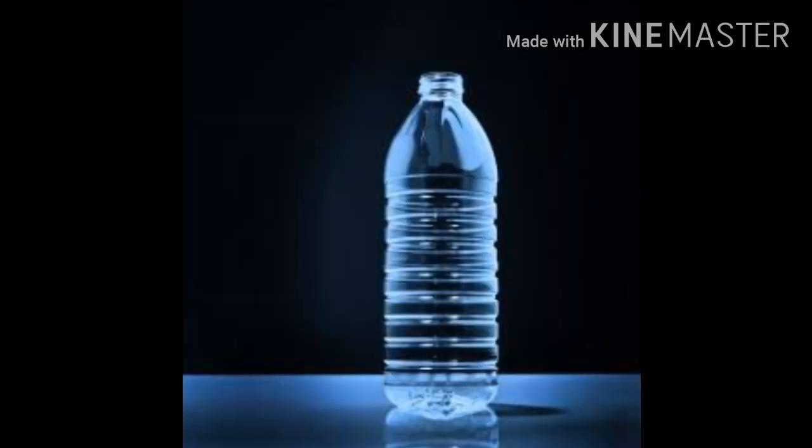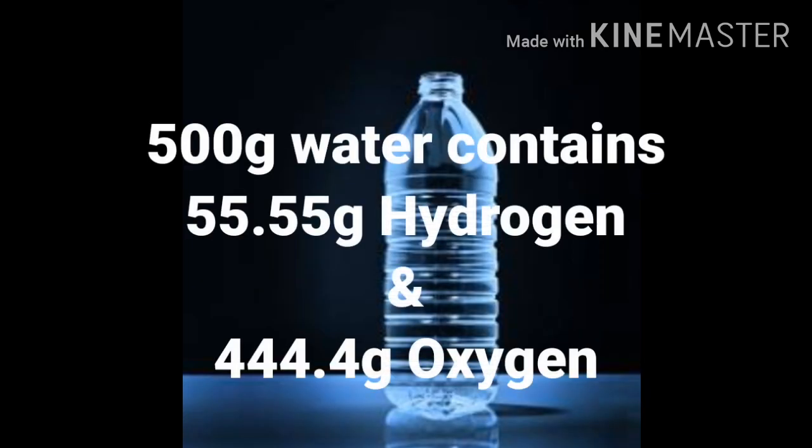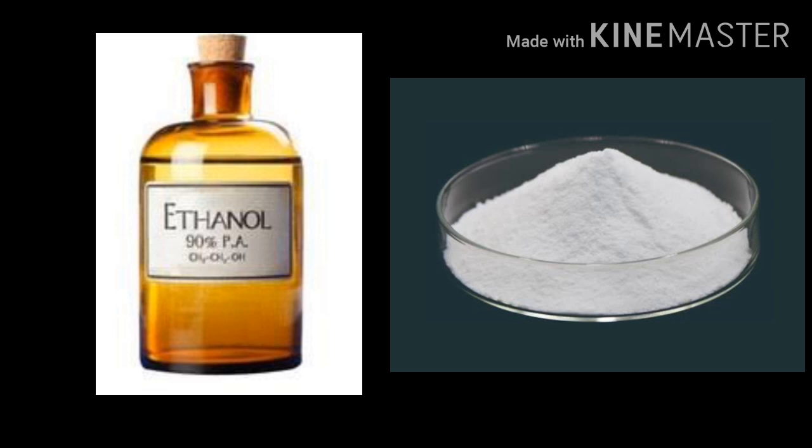So, the 500 gram sample of water contains 55.55 gram of the element hydrogen and 444.4 gram of the element oxygen in it. In the same way, you can find the masses of various elements present in ethanol and sodium sulfate.